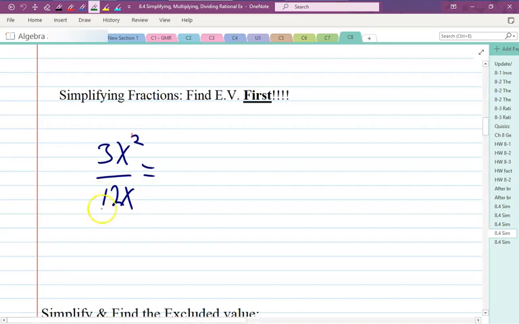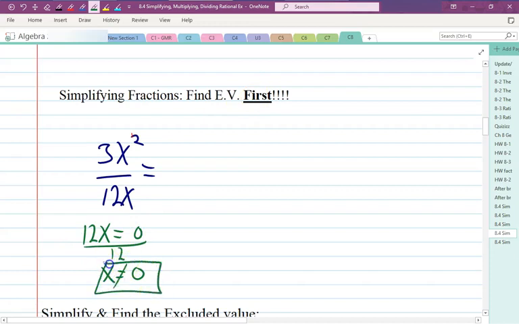This one's pretty straightforward. We set the bottom equal to 0. The bottom here is simply 12x. Set it equal to 0. Divide by 12 to get x is equal to 0. So our excluded value, our restriction, is x cannot equal 0.